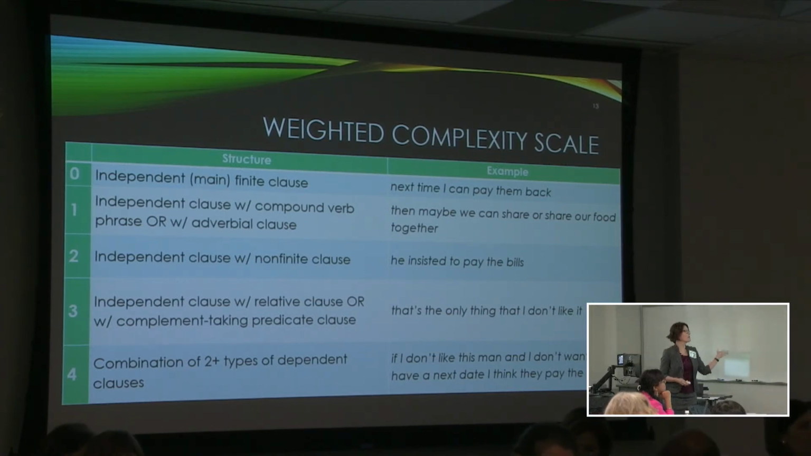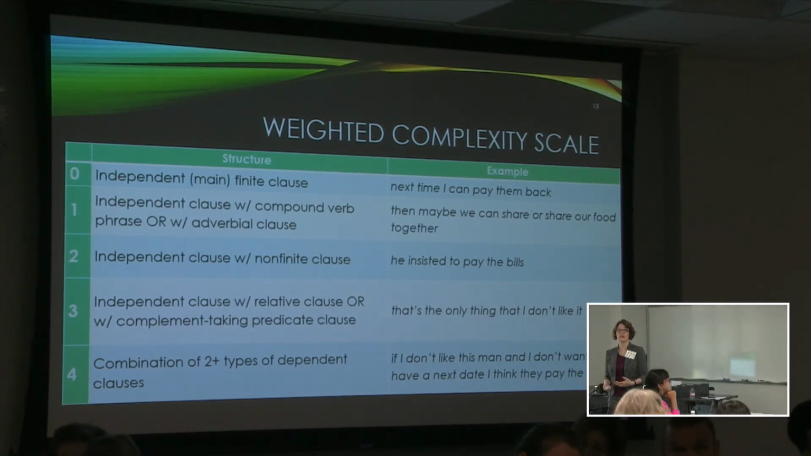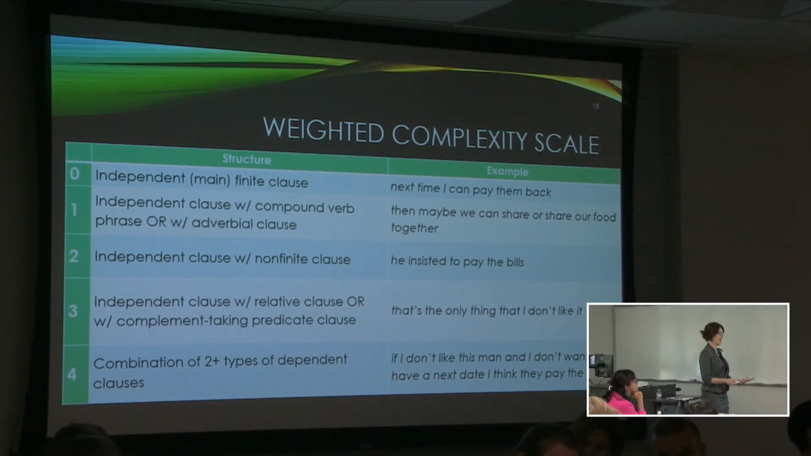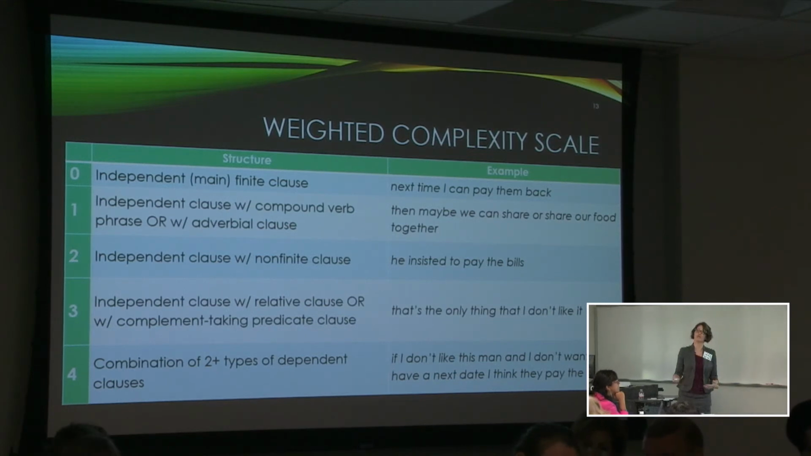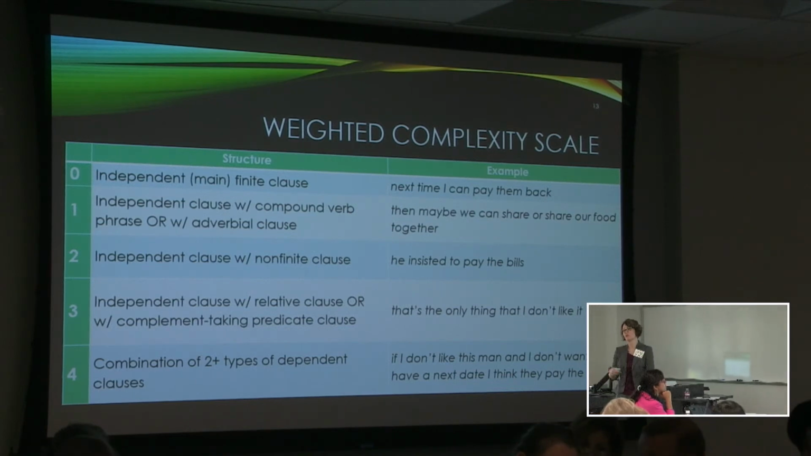At the next level, we have the non-finite clauses, and then at level 3, it's an independent clause with either a relative clause, which is a well-known challenging structure, or a complement-taking predicate. And at the most complex level on this scale is a combination of 2 different types of dependent clauses. So the example is, if I don't like this man and I don't want to have a next date, I think they pay the bill first. She was talking about how she wanted to split the bill, not have one person pay and the other person pay the next time.